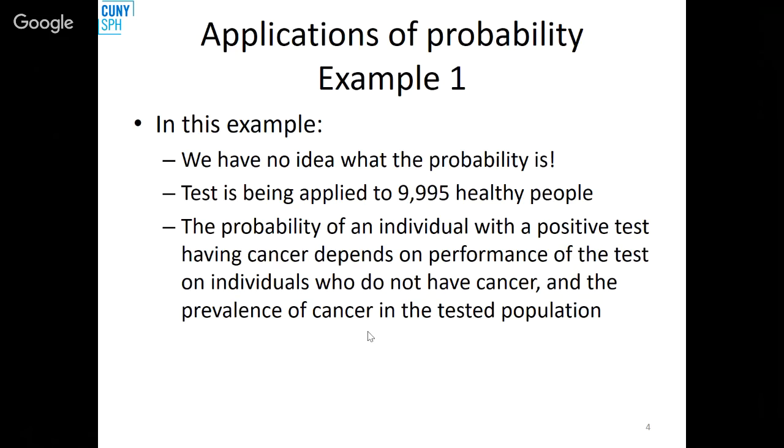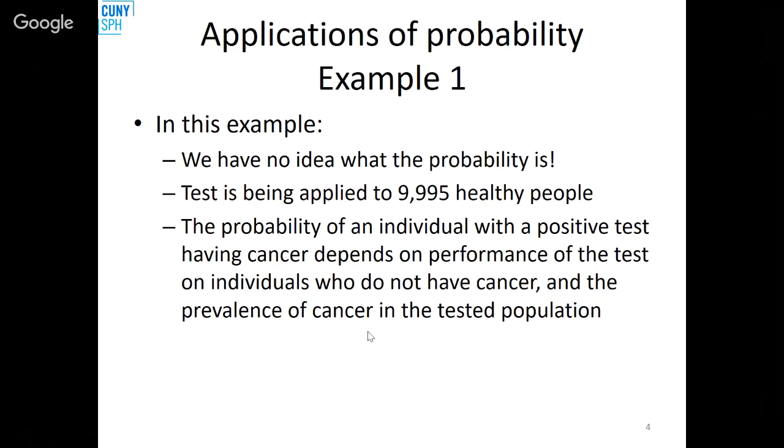Because what I didn't tell you, I told you about its performance in that 5 out of 1,000, and it's very, very good. But I didn't tell you anything about its performance on those other 9,995 healthy people, and that matters. It matters not only that it performs on the people who have the disease, but that it performs accurately on those who do not.